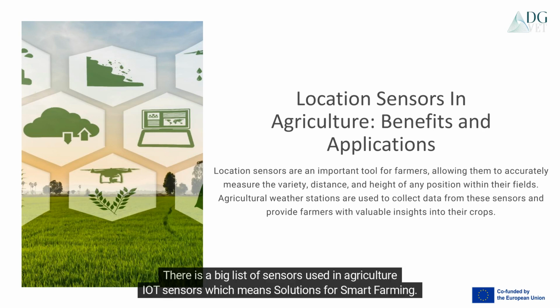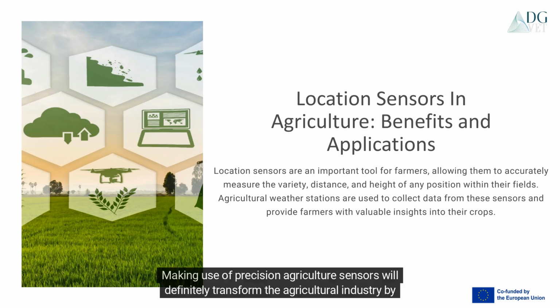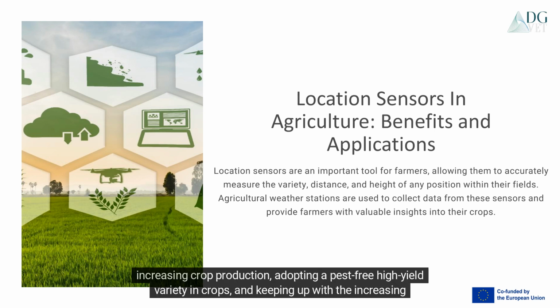There is a big list of sensors used in agriculture, IoT sensors, which means solutions for smart farming. Making use of precision agriculture sensors will definitely transform the agricultural industry by increasing crop production, adopting a pest-free high-yield variety in crops, and keeping up with the increasing demand for food.